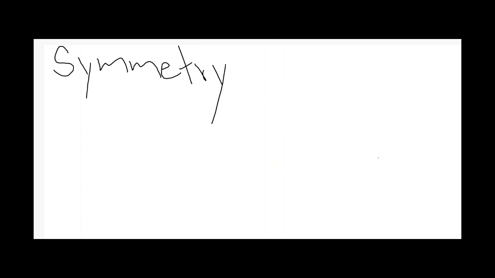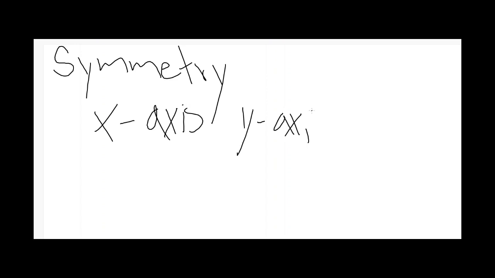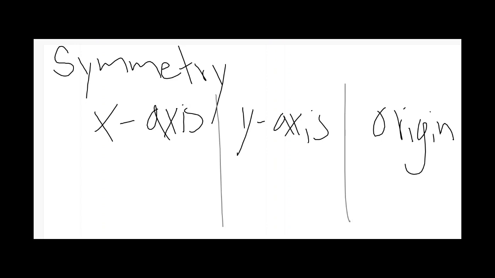So when talking about symmetry, we have three main types of symmetry that we discuss in algebra. So we have symmetry across the x-axis, we have symmetry across the y-axis, and lastly, we have symmetry across the origin. So let's see what those look like.